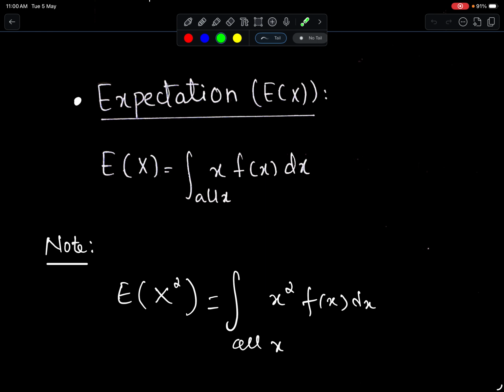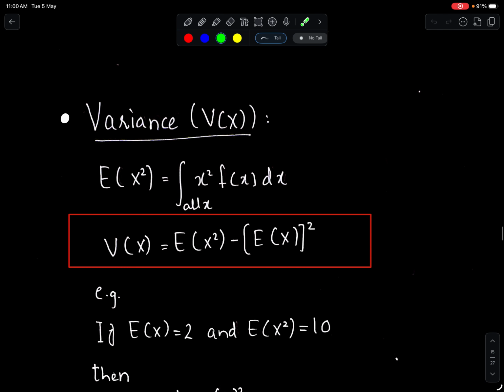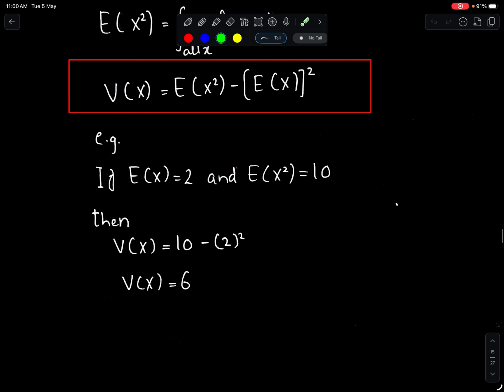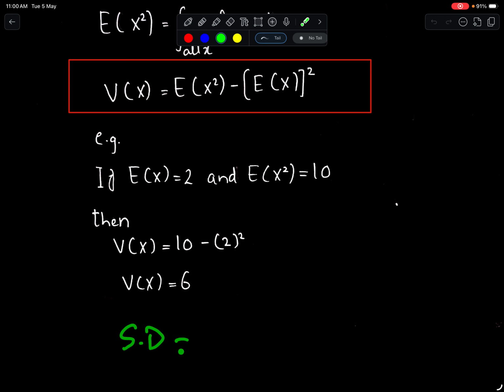For variance, we first need ex square. This is 2, so this is 2. And this is the formula of variance: ex square minus ex whole square. This is available in MF 19. If ex is 2 and ex square is 10, then substitute 10 here and 2 square here. This is variance, and its square root is a standard deviation.